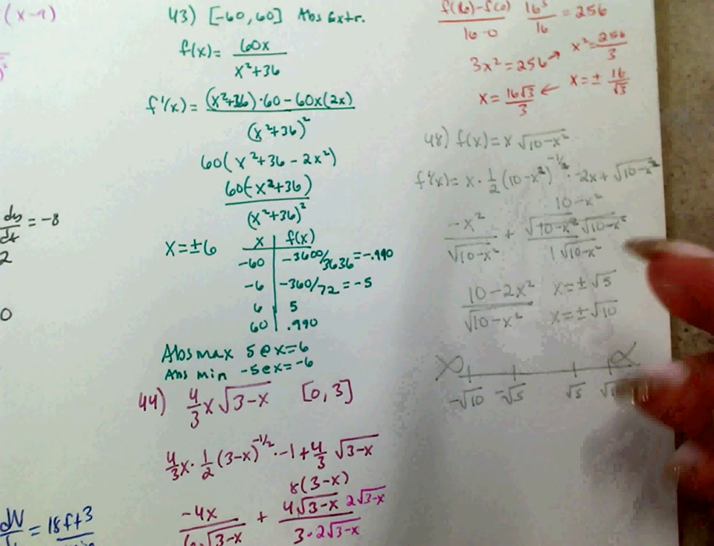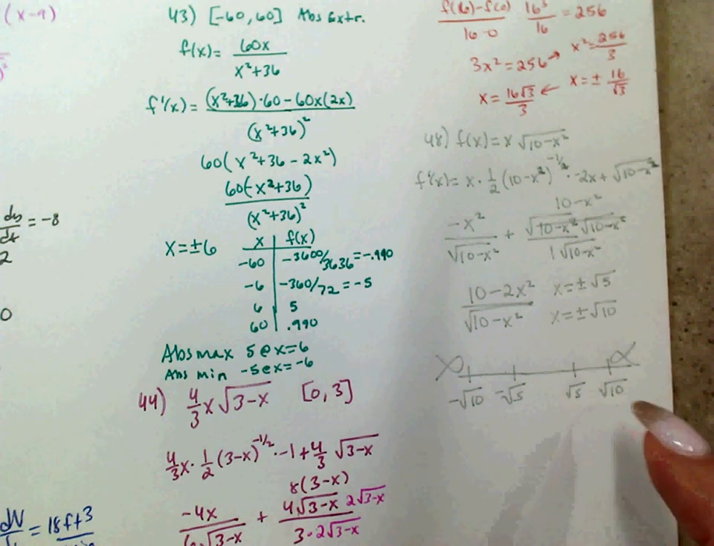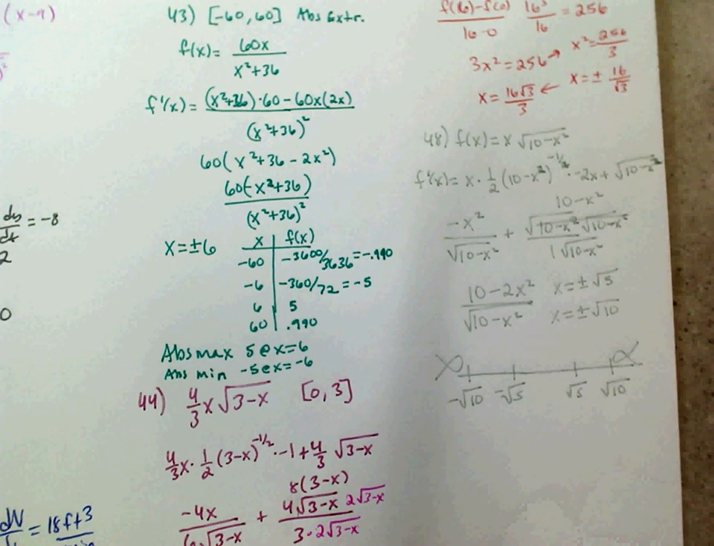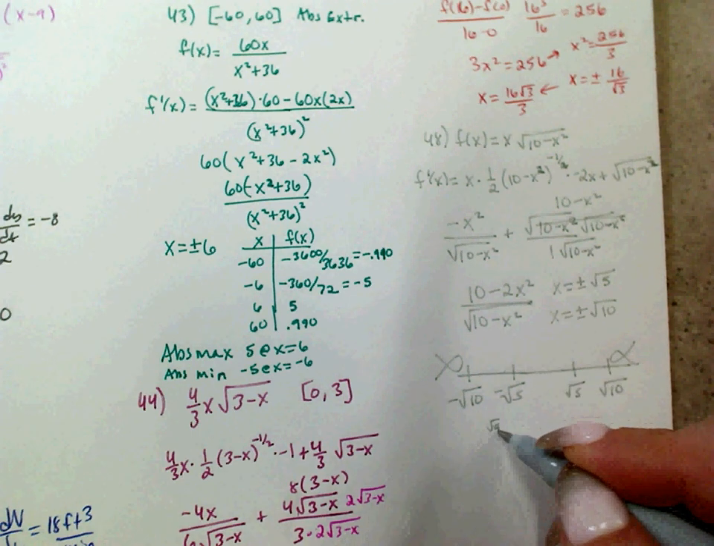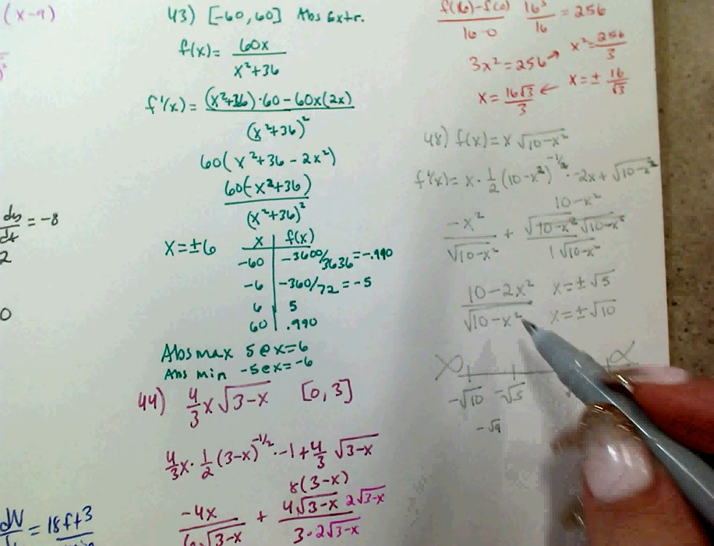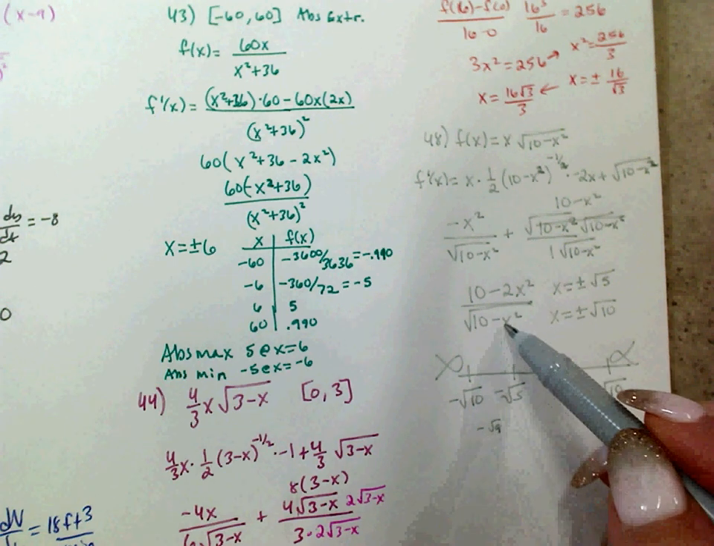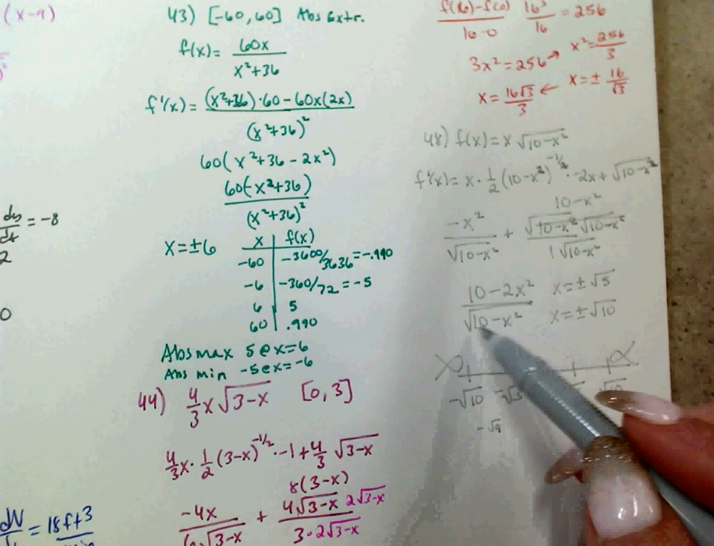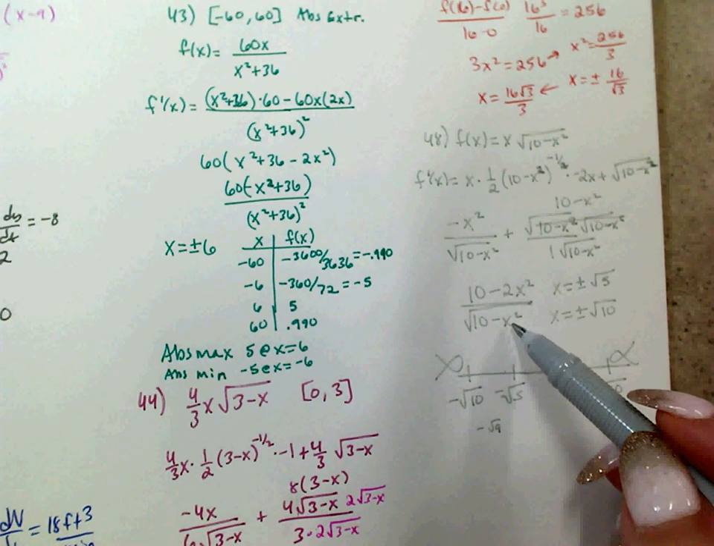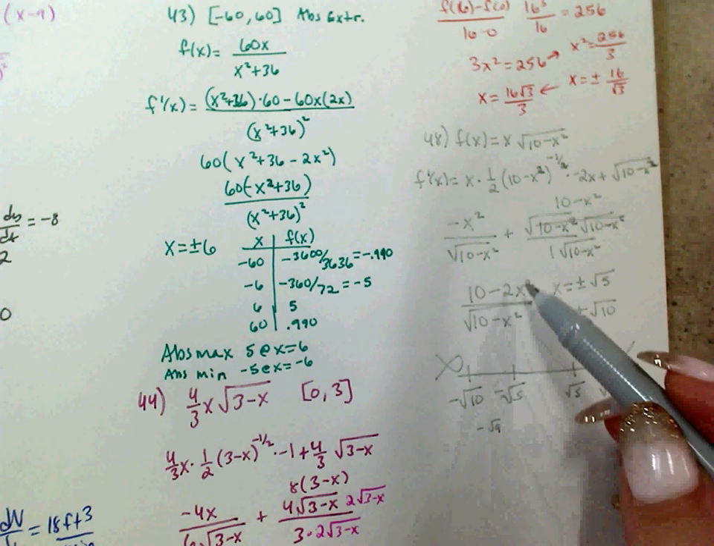Between negative square root of 10 and negative square root of 5 is negative square root of 9, or negative square root of 8 or negative square root of 7, it doesn't really matter because we're squaring. So if I plug in negative square root of 9 and I square it, that becomes a positive 9. 10 minus 9 is 1, so that's positive. Square root of 9 squared, even if it's negative, is going to be 9. 2 times 9 is 18, so 10 minus 18 is negative over positive. That's going to be a negative.